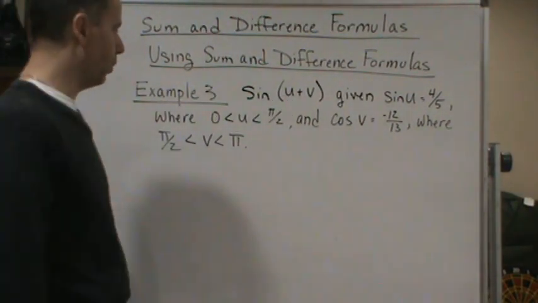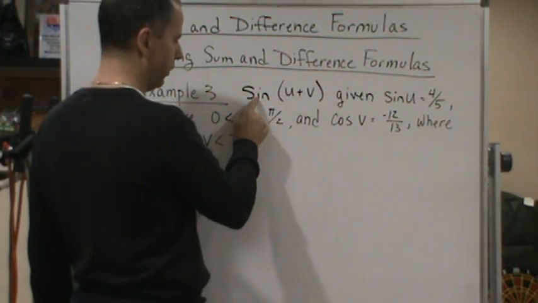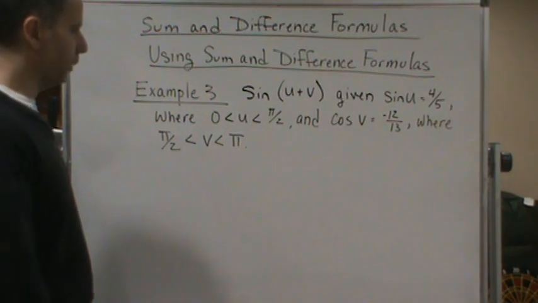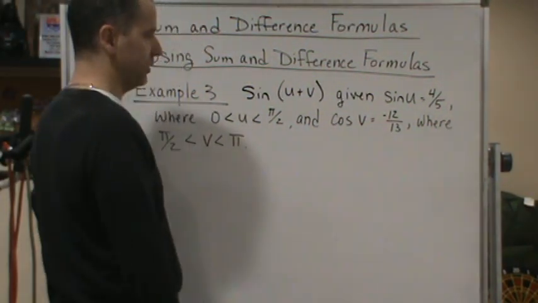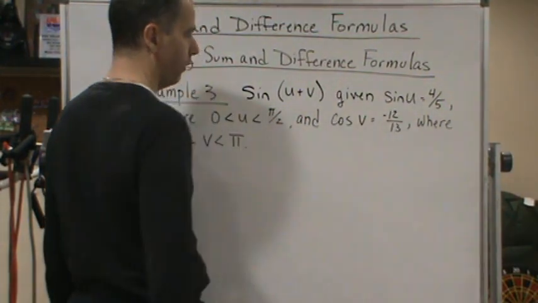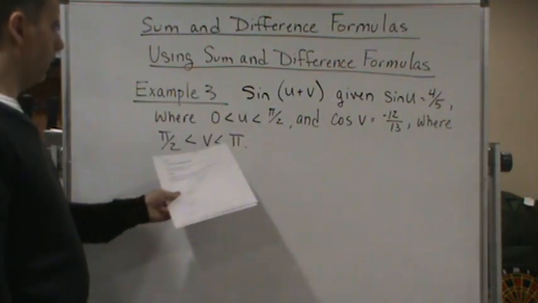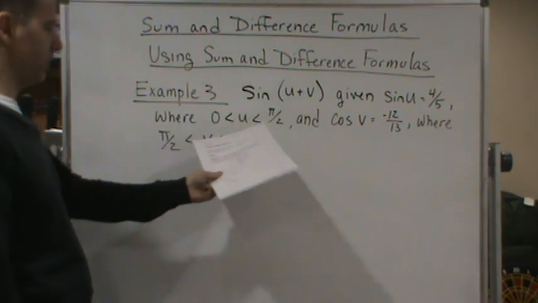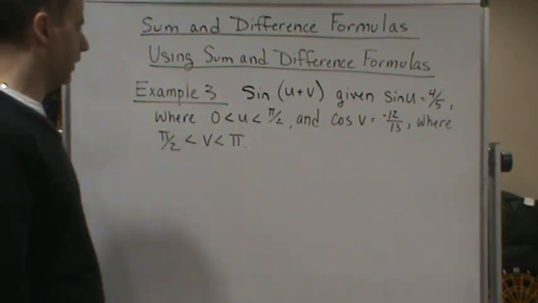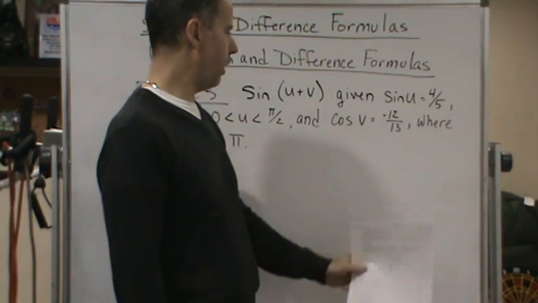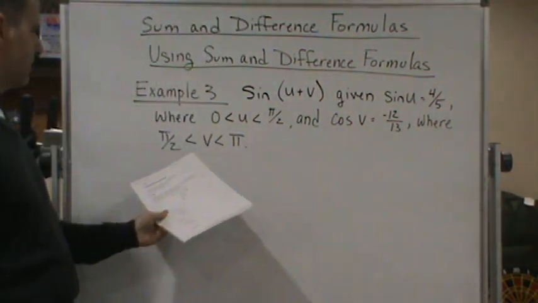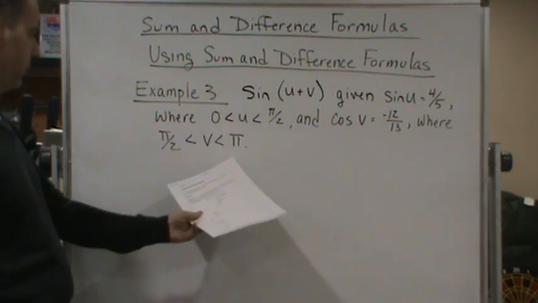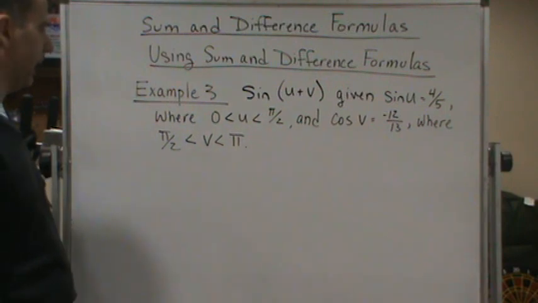So in this example, we're told that we want to find the exact value of sine of u plus v, right? And we're given this information about sine and cosine. So we're told that sine u is equal to 4/5, where u is between 0 and pi over 2. So that means it's in the first quadrant. So u is in the first quadrant. And then cosine v is -12/13, where the angle is located in the second quadrant, right? So from pi over 2 to pi.